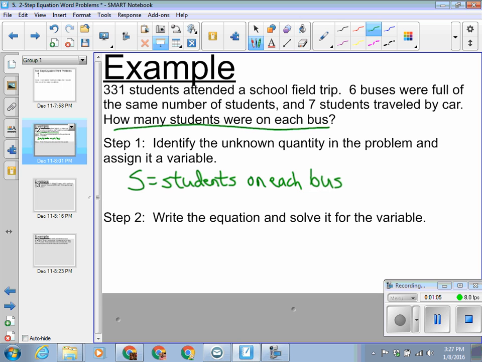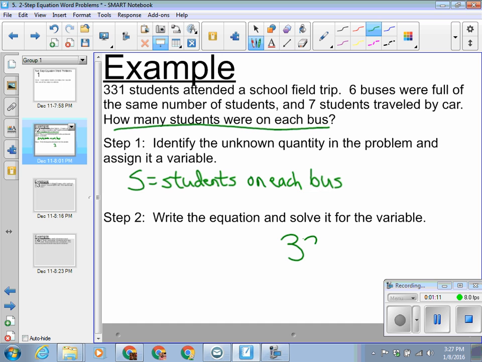Now, I'm going to write an equation and solve for the variable. So we know we've got 331 students total. So whatever we come up with will equal 331. We know we've got 6 buses full of those same number of students. So we have 6 buses, all with this unknown number of students. And added to that, we've got 7 students who traveled by car. If we solve this equation, we will have the number of students on each bus.